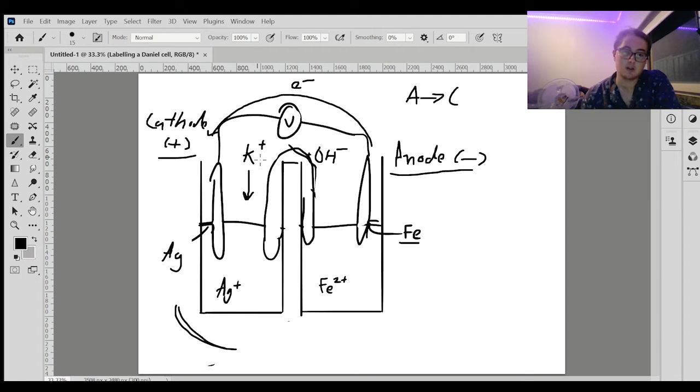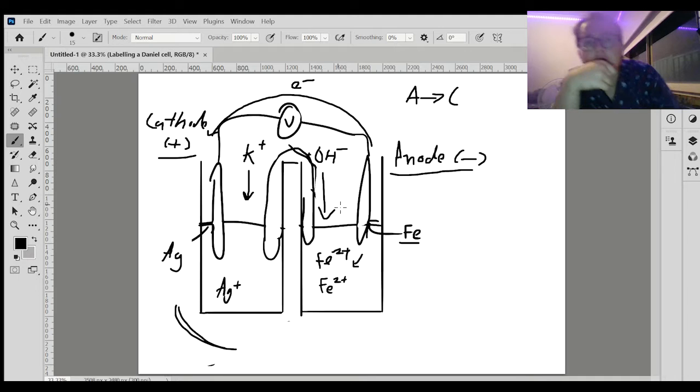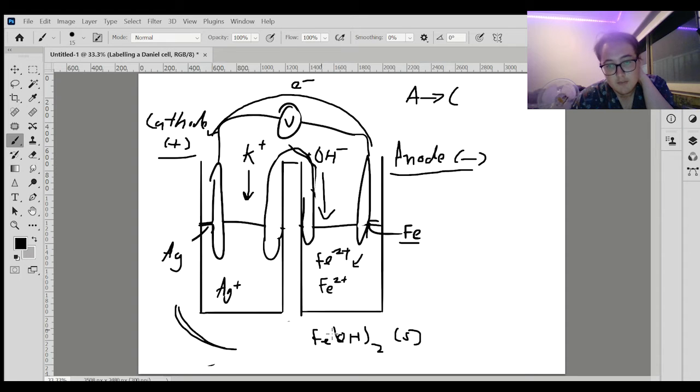To balance the charge, we have to have potassium move to this one, because potassium is positively charged. This one, on the other hand, is losing electrons, and more Fe2+ is becoming present in the cell. To balance this, we need more hydroxide. Let me just have 1 second. Ooh, okay. This is actually a very badly designed thing, because the hydroxides will react with the iron to form Fe(OH)2, the solid. Sorry about that.